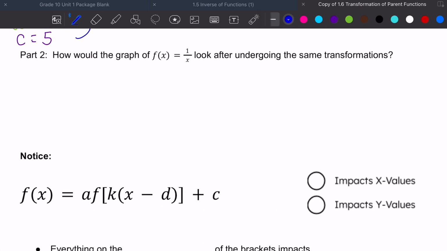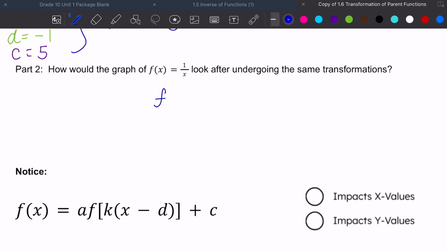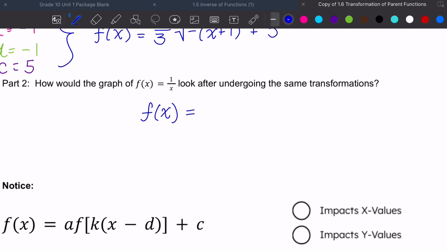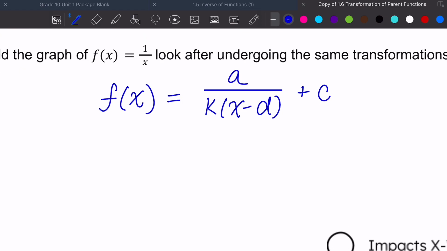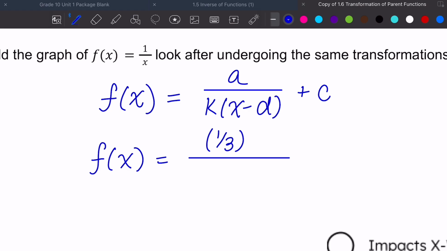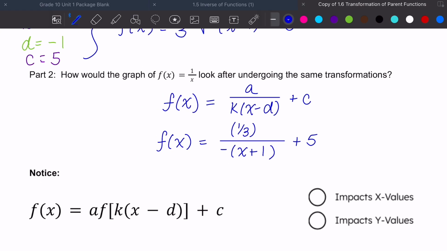Okay, you guys got this perfectly, which makes me so proud, if you're just following that same notation up top, which I'm writing as the general form of A all over, and then we've got K, X minus D plus C. You're just doing the same thing where you're putting your values in, and you are allowed to have a fraction and a fraction, that's fine. So people said, okay, 1/3 on top, and then they did negative X plus 1 on the bottom, and then plus 5, right? So that is normal, that's fine.